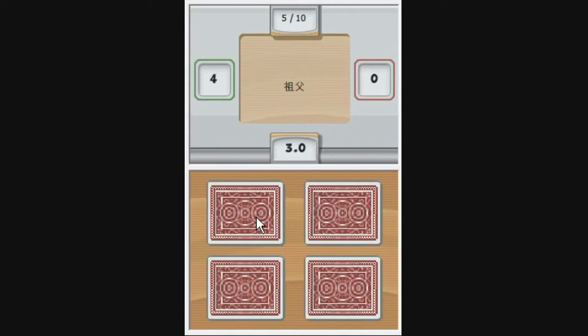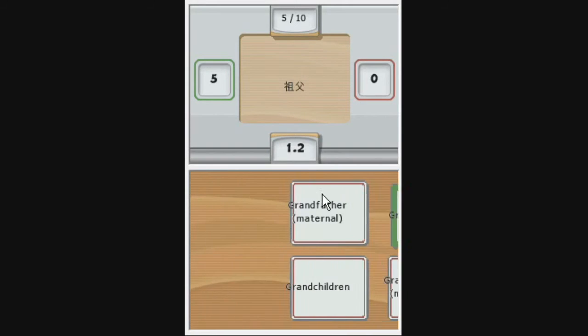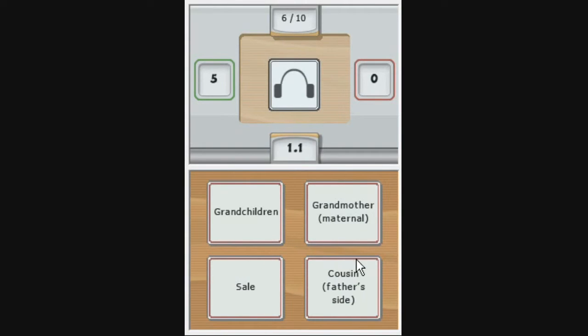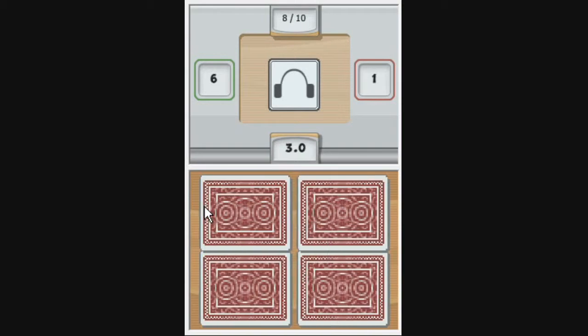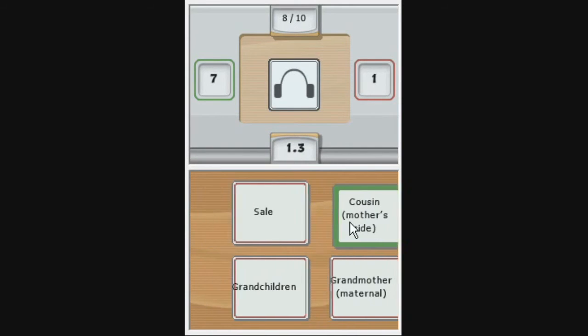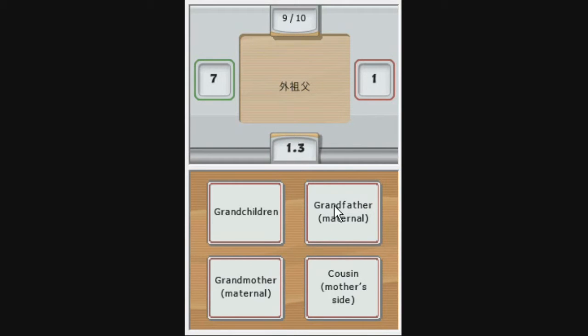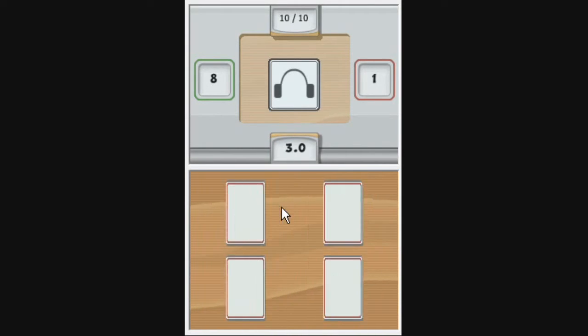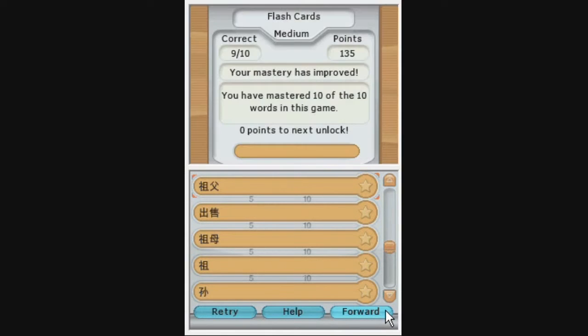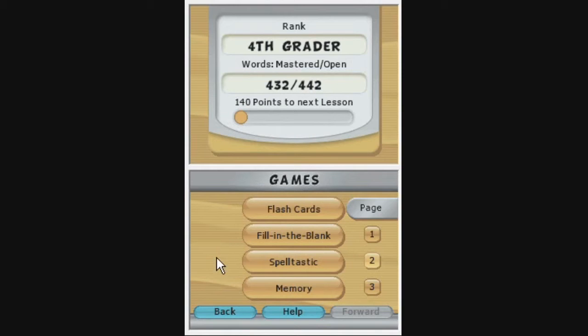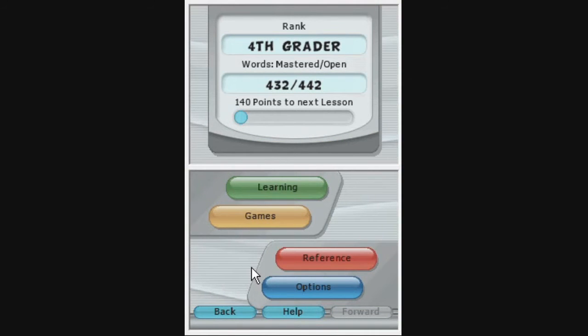外祖母 is grandmother maternal. 祖父 is grandfather. 出售 is sale. 祖母 is grandmother. 表 is cousin mother's side. 外祖父 is grandfather maternal. 祖 is grandparent. So it means grandparents, pretty much. It doesn't mean grand in the grand sense, it's got its own meaning, to do with the parent, grand.